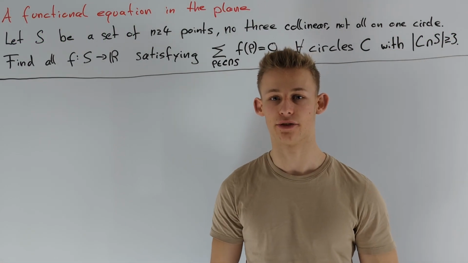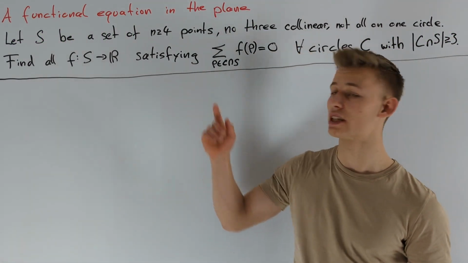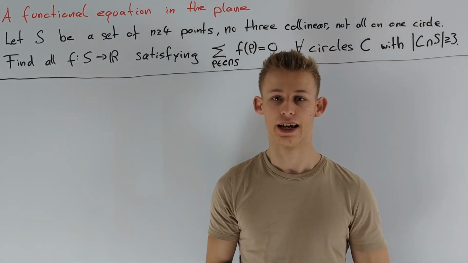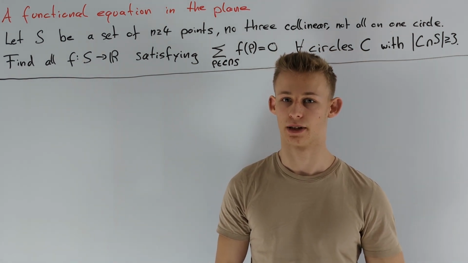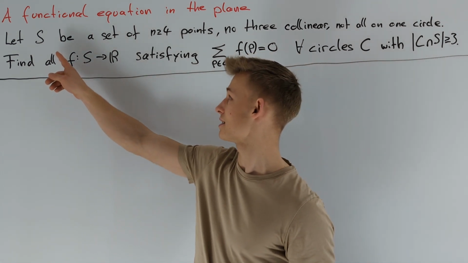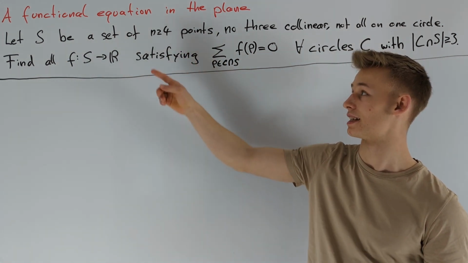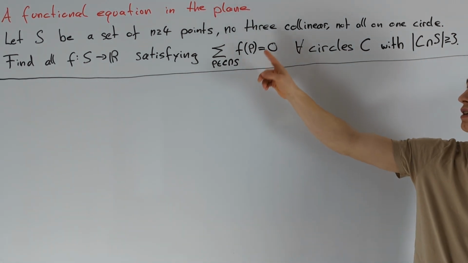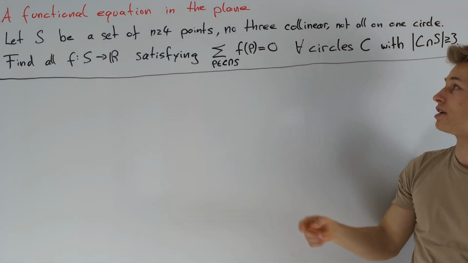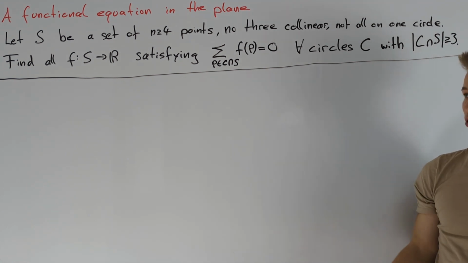Hey guys, today I want to present a solution to a functional equation on points in the plane. At first, let's have a look at the problem statement. We are given a set S of a finite number of points such that there are at least 4 points in the set. Moreover, no 3 points in the set are collinear and not all of them lie on a circle.